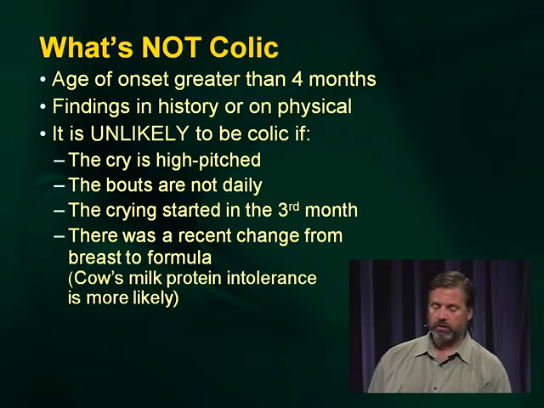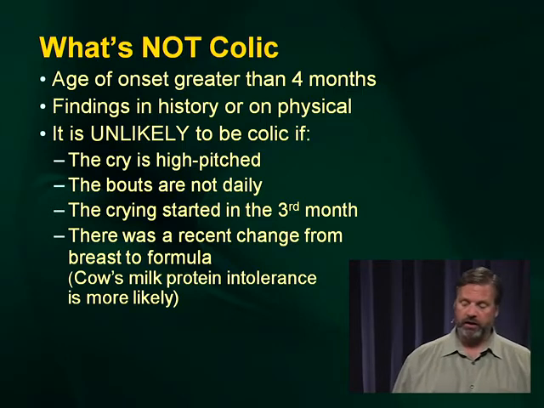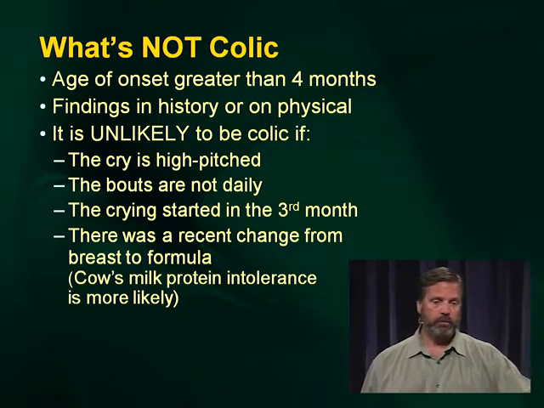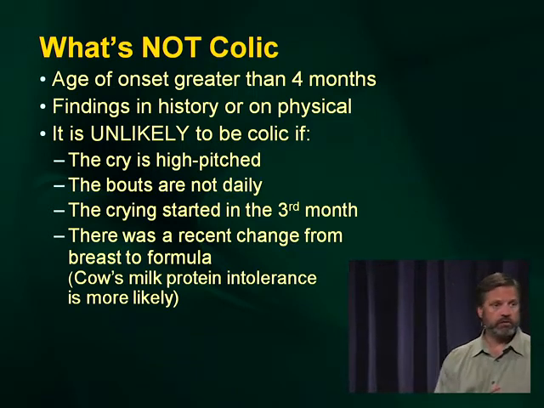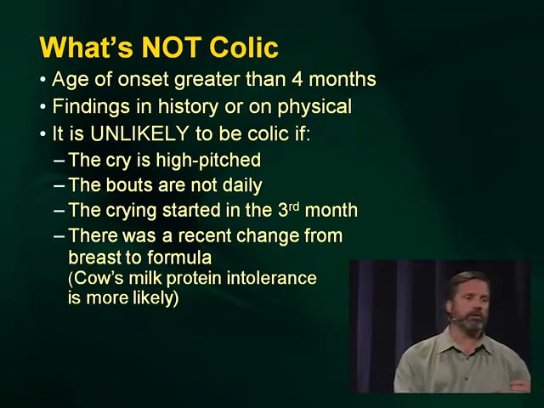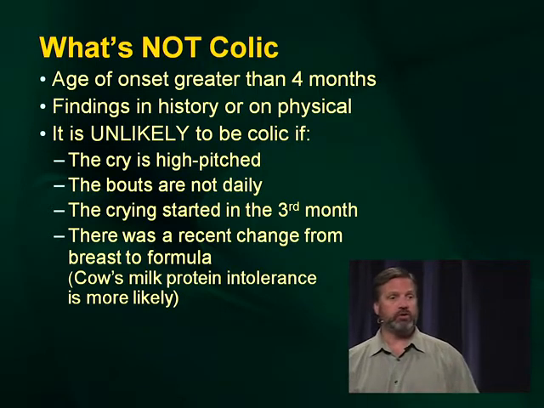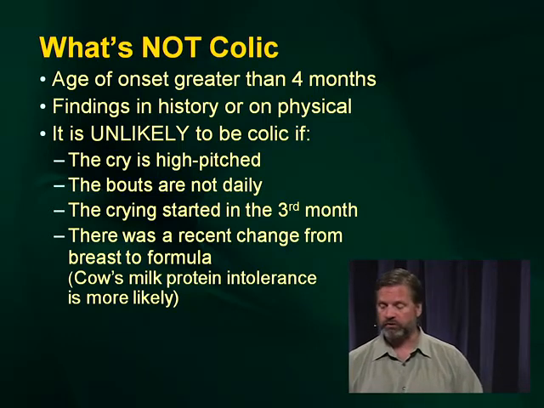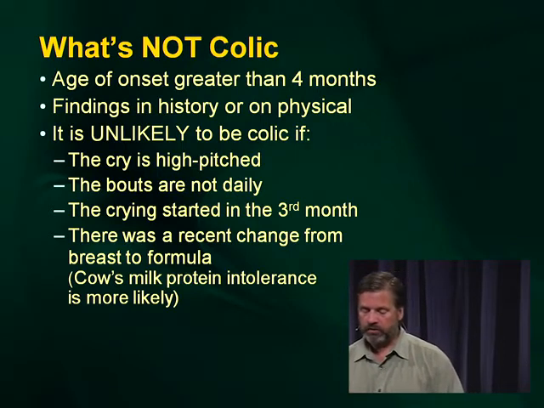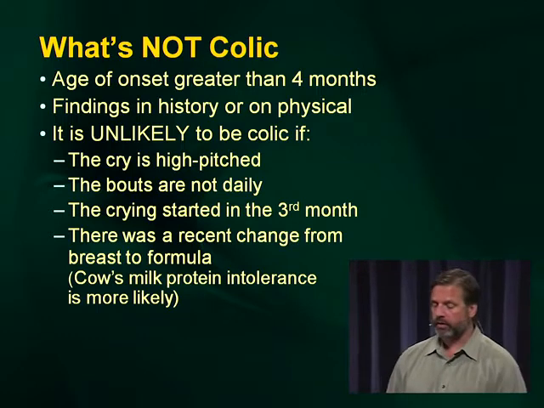When it's not colic, when its onset is greater than 4 months, any finding on history or on physical, one of the things you always want to look for is what's called a hair tourniquet, right? So the baby gets a hair wound around its pinky. Boys can have it wound around their penis. I mean, you have to look for things that obviously might be causing pain. That's a totally different situation. If the cry is high-pitched, if the bouts are not daily, these are all things that you want to think about might be causing a syndrome other than colic.